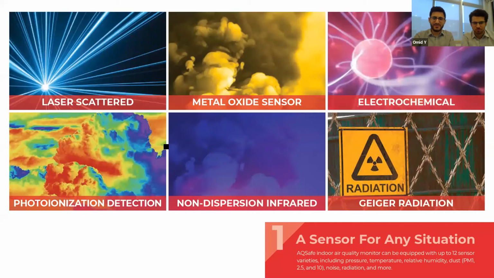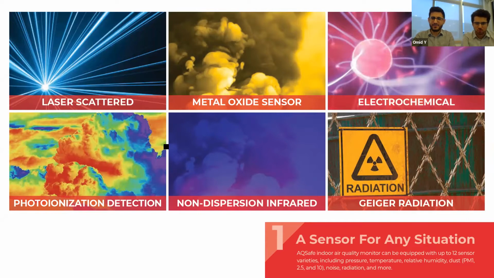Now, in terms of the types of sensor, we researched a lot for indoor air quality to find the best way of measuring certain pollutants for indoor air. We selected these 6 methods here for measurement of the pollutants. For example, for particulate matter, we use the laser scatter technology, which we find very cost effective and very reasonable in terms of performance for indoor air quality.